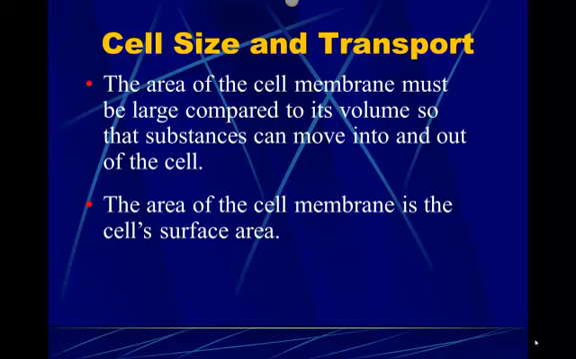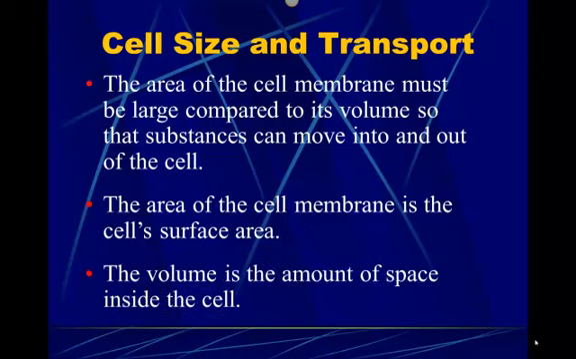And that would be, okay, let's say you're sitting in a room. You look at the room, you've got 4 walls, you've got a ceiling, and you've got a floor. That is the surface area. The volume would be the air that is in that room. So the area of the cell membrane is the surface area. The volume is the amount of space inside the cell. Basically where all the cytoplasm is and the nucleus and all those organelles.